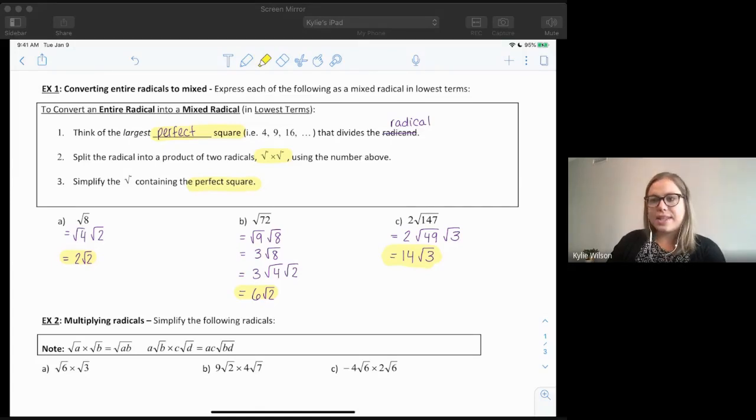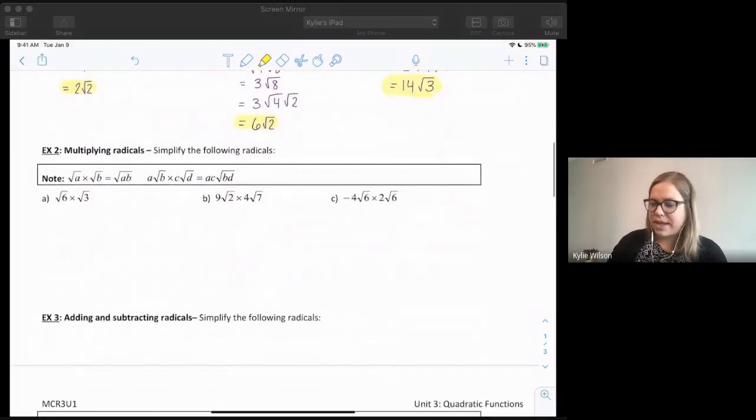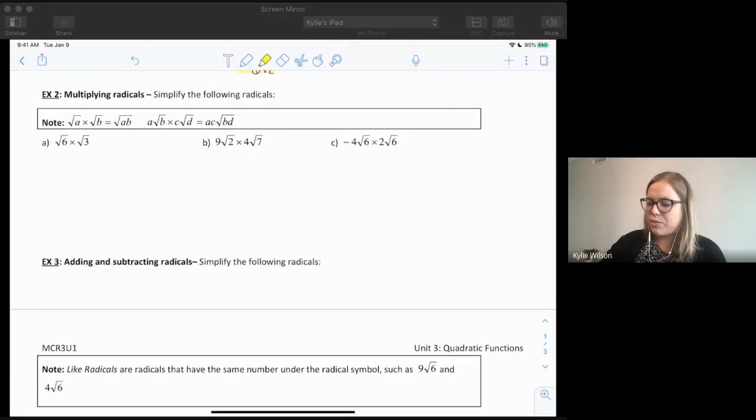Okay, let's try multiplying some radicals, which we're basically already doing here, so it kind of follows and makes sense. So when I'm multiplying radicals, if I have root a times root b, that is just the square root of a times b. Similarly, if I have a root b times c root d, that's the same as ac multiplied by root bd. So I can take those coefficients out in front and multiply them, and then I can multiply the radicals as well. So let's try a few of these.